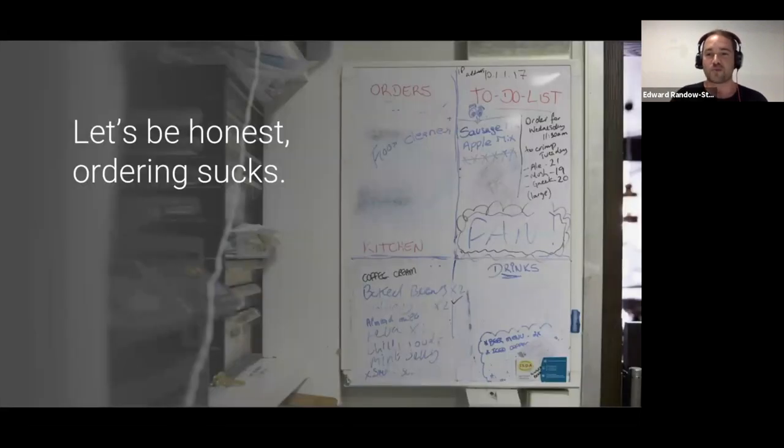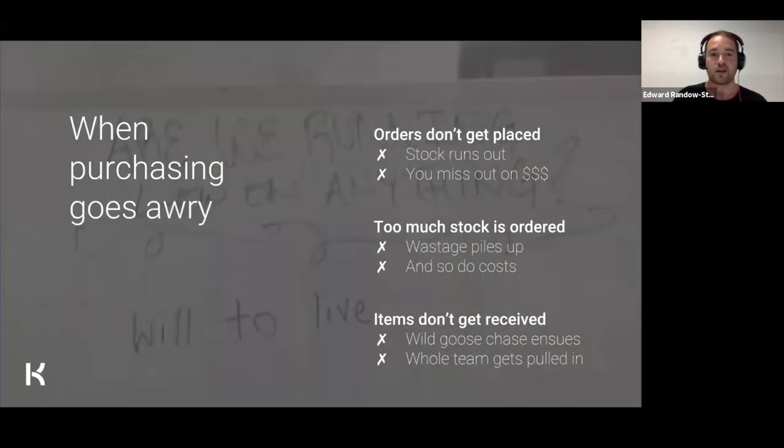We've all seen this whiteboard situation in the back of office, or long lists scribbled on till tape. So we really have been keenly aware that ordering sucks. When purchasing is difficult and fraught with inaccuracy, there are major business problems that happen. If orders don't get placed, then stock can run out and you miss out on critical sales. Or contrarily, if you're ordering too much stock, then wastage piles up and you lose control of your cost of goods. And the process, if it isn't tight, can result in crazy team-wide wild goose chases trying to track things down.